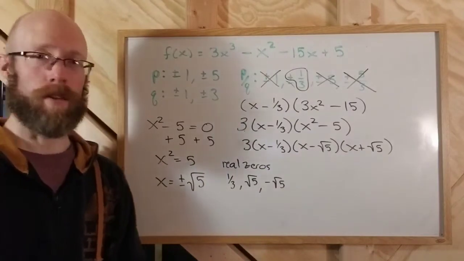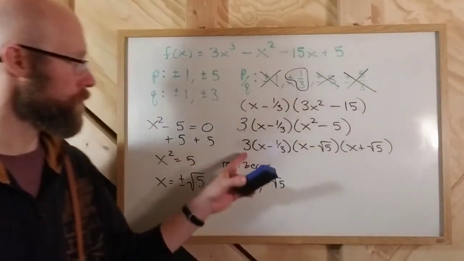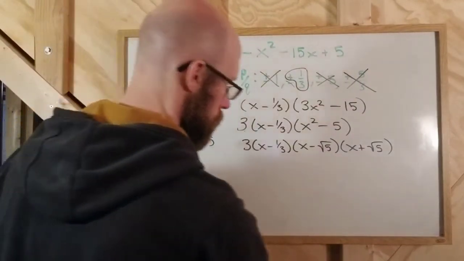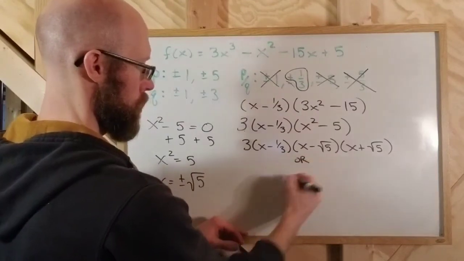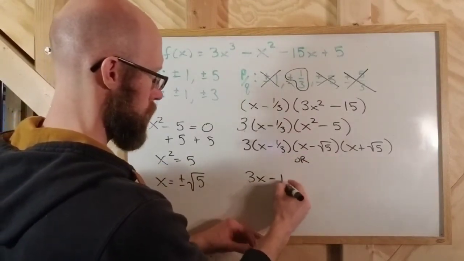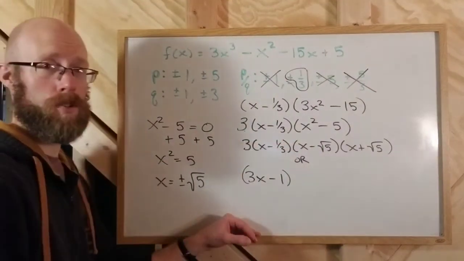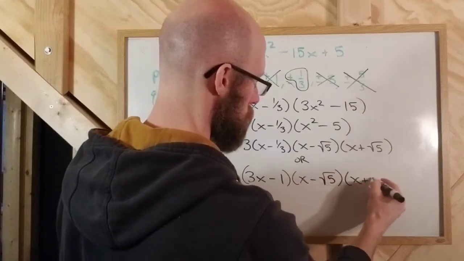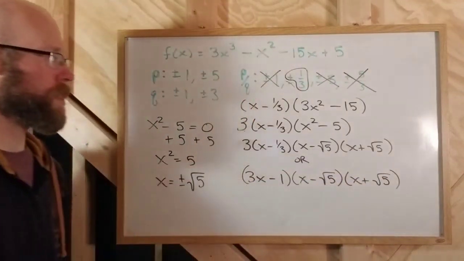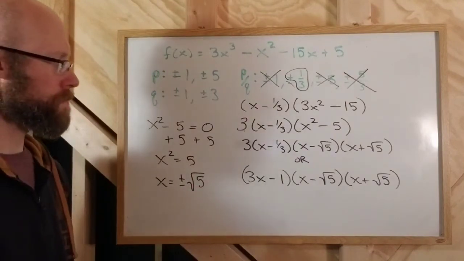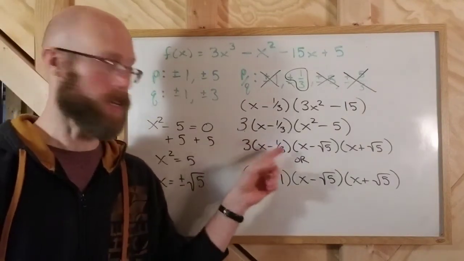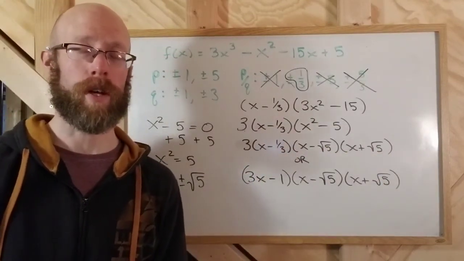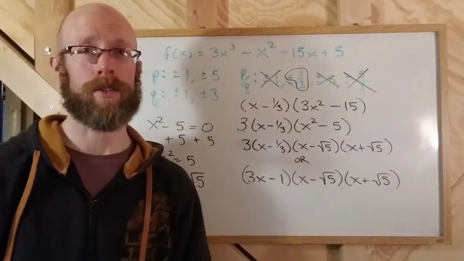And of course, if I wanted to, I could distribute the 3 into that first set of parentheses just to get rid of the fraction there. So I could call that 3x minus 1 after distributing the 3, and then you get x minus root 5 and x plus root 5. Either of those would be sufficient. I kind of like the first one so that I can actually see with my eyes all of the rational zeros that occur. Or actually all of the real zeros. Sorry, 2 of them are not rational.